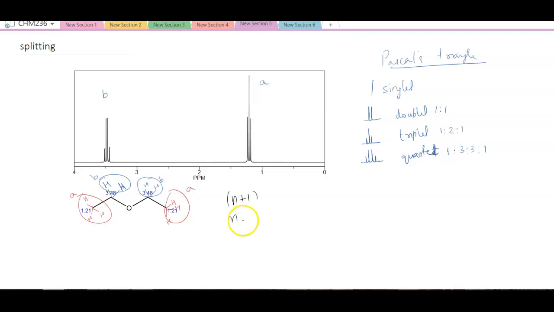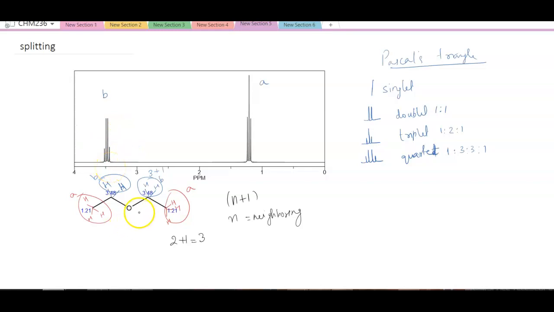If A has 2 neighbors, how many splits will you get for A? 2 plus 1, that equals 3. So that is why you can see that the signal for A appears as a triplet. Now how many neighbors does B have? It has 3 neighbors, so it will be split into 3 plus 1, which is 4, and that is why it comes as a quartet.